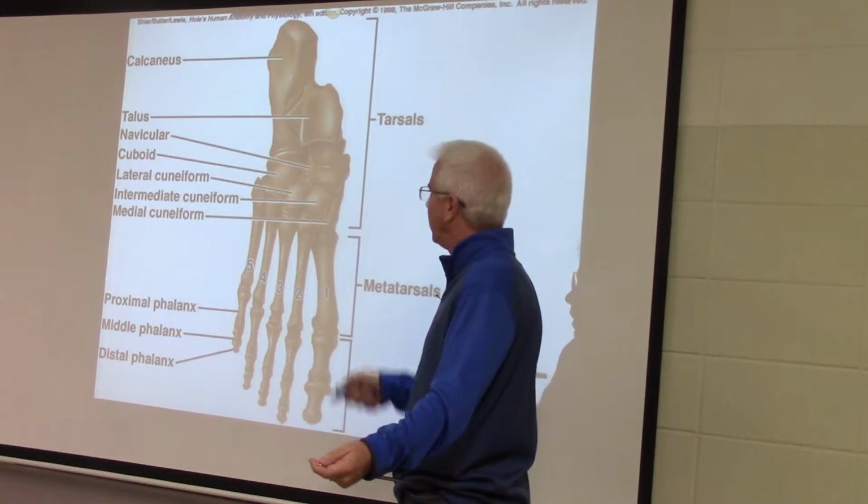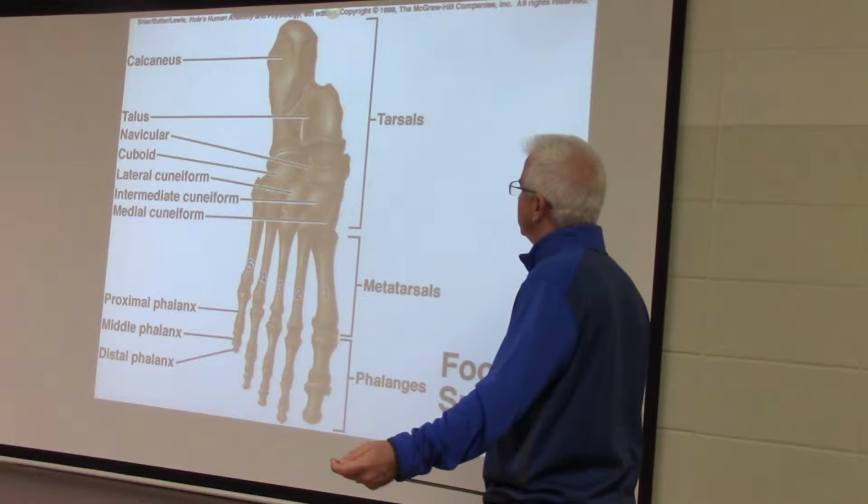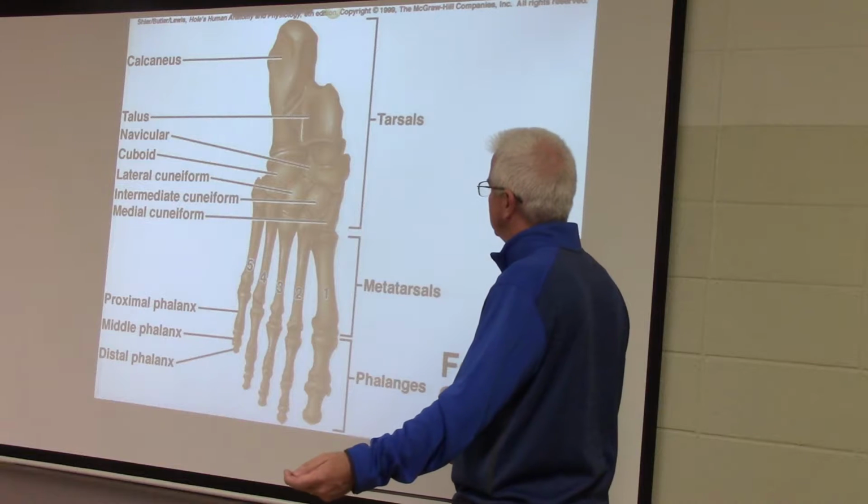All right, so the talus here, the navicular and cuboid, and then all three of the cuneiforms. Medial, intermediate, and lateral cuneiforms. Those are the tarsal bones of the foot. And then the metatarsals and phalanges.